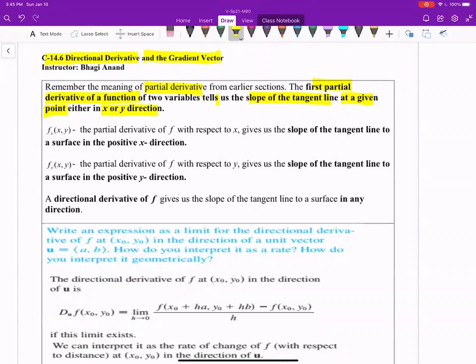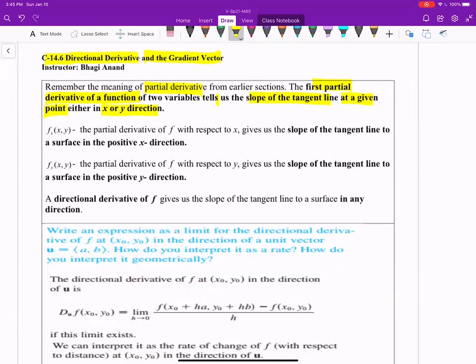Same thing with partial derivative of f with respect to y. So you take x as a constant, which means x equal to constant is a vertical plane, and you take the intersection of the surface with this vertical plane, and they meet at a curve. Then you take the slope of the tangent line at a particular point on that curve in the direction of the y-axis. That is f sub y.